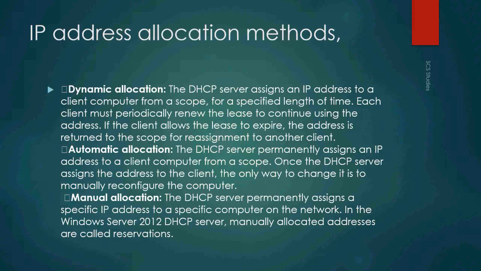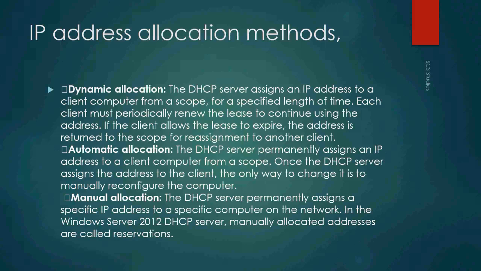The third one is manual allocation. The DHCP server permanently assigns a specific IP address to a specific computer on the network. In Windows Server 2012, IP addresses manually allocated by the DHCP server are called reservations. So this is a manual allocation process.